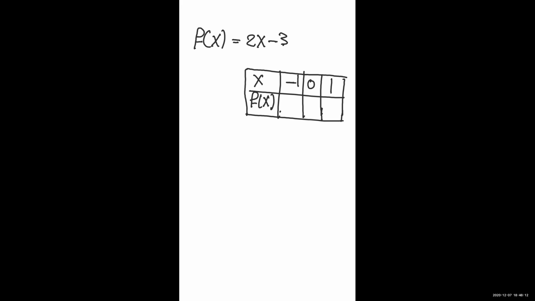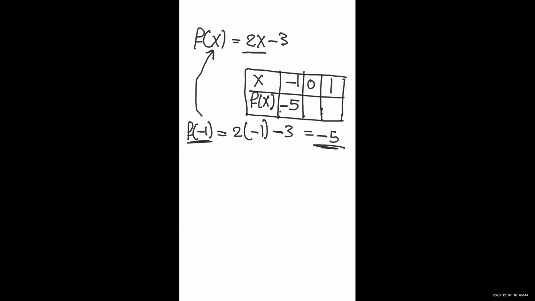The first step: x equals -1, so this means I'm getting f of -1. I will substitute x with -1 in the function, so it equals 2 times -1 minus 3, which is -2 minus 3, so -5. So f of -1 equals -5, and I add -5 in the table here.